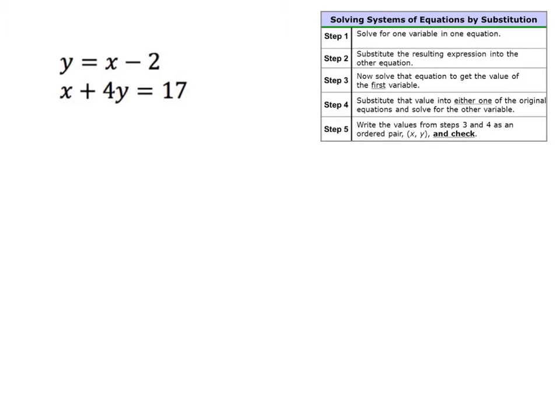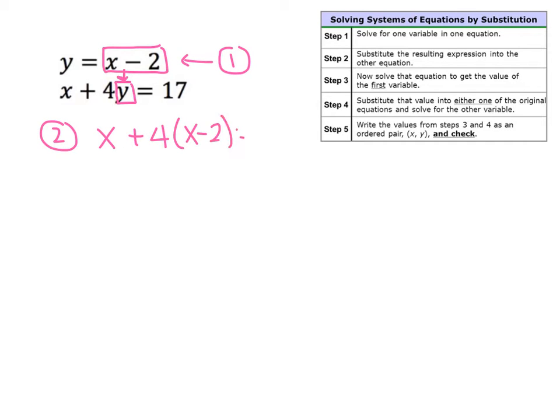And here's an extra example for those of you who want to go through one more together. If we take a look at this problem and we want to solve it by substitution, that means step 1, make sure there's a variable by itself. There is, y equals, right? What does y equal? Well, y equals x minus 2. That means I can replace y in my other equation with x minus 2. So it looks like step 2, x plus 4 times x minus 2 equals 17.